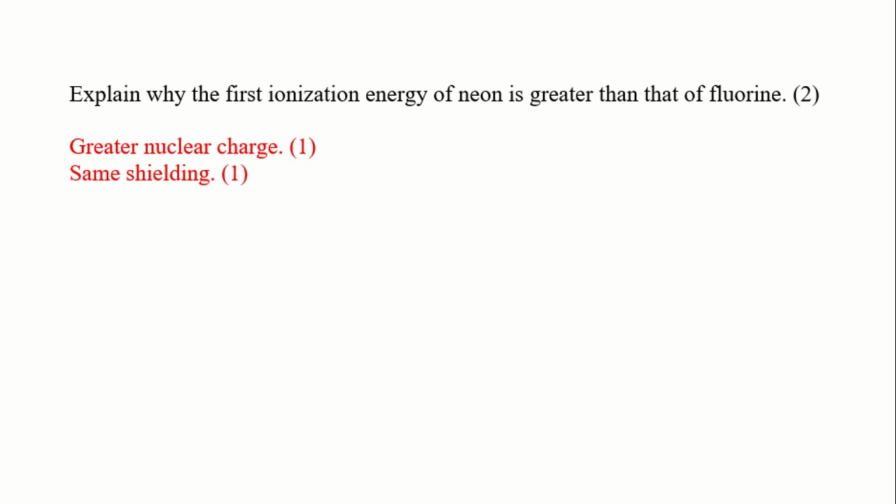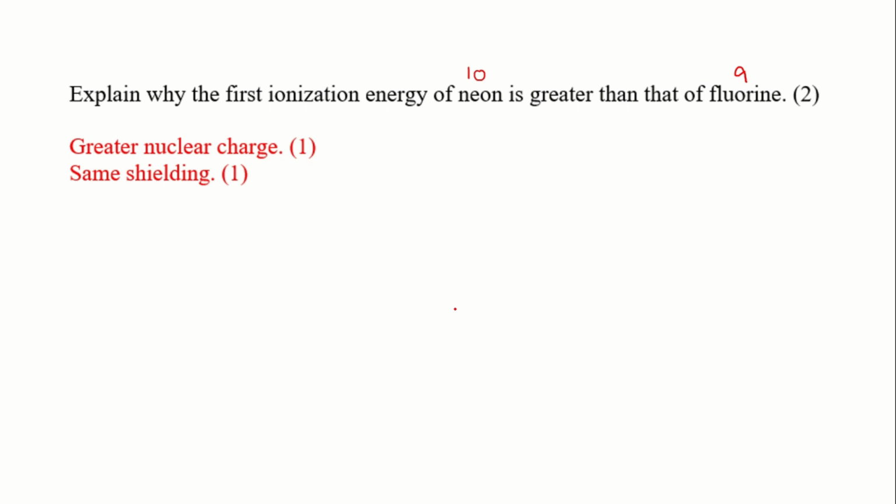As an example of a past year question here, explain why the first ionization energy of neon is greater than that of fluorine. Neon has a proton number of 10, fluorine has a proton number of 9. So we can see that in the nucleus of neon, there are 10 protons. In the nucleus of fluorine, there are 9 protons. So neon has greater nuclear charge in its nucleus compared to fluorine's nucleus. That is why the first ionization energy of neon is greater than that of fluorine.